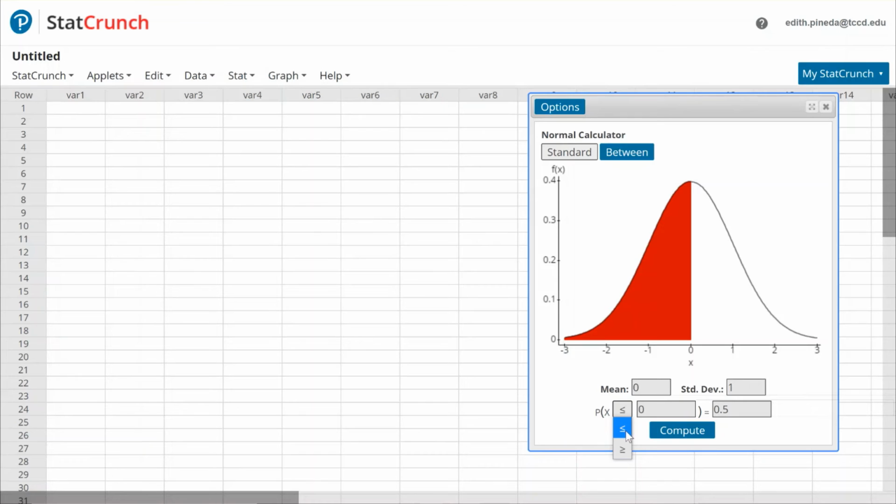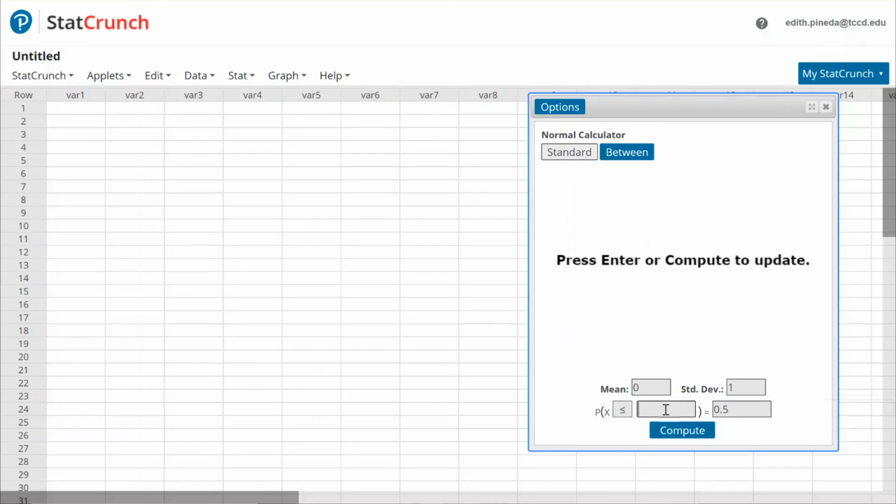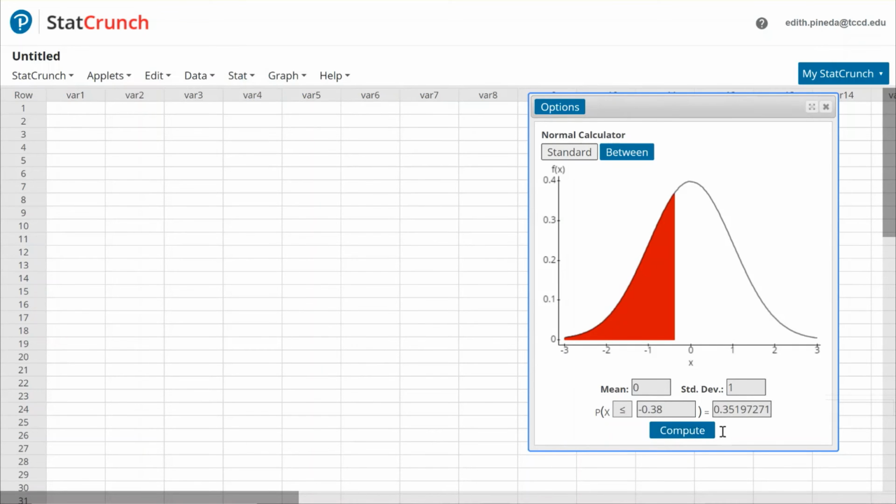We have two options, less than or equal to or greater than or equal to. So we're going to choose less than or equal to, and the z-score that we have is negative 0.38. And now you're going to press compute, and we get 0.3520 if we round to 4 decimal places.